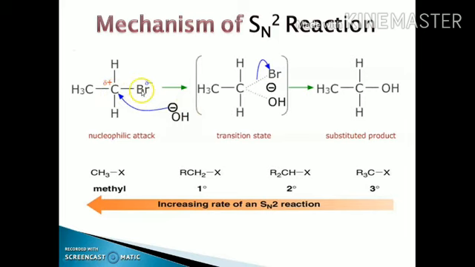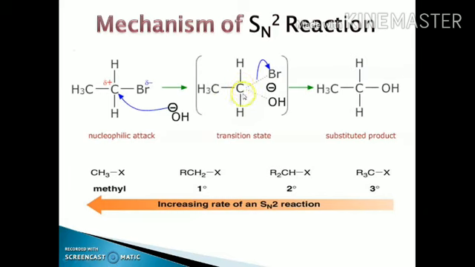Due to the polarity of the carbon halogen bond, the halogen bears a partial negative charge and the carbon bears a partial positive charge. The SN2 mechanism involves the formation of a pentavalent transition state, as the bromine negative is also present and OH negative also attaches to this carbon due to the partial positive charge. This leads to the formation of the pentavalent transition state.